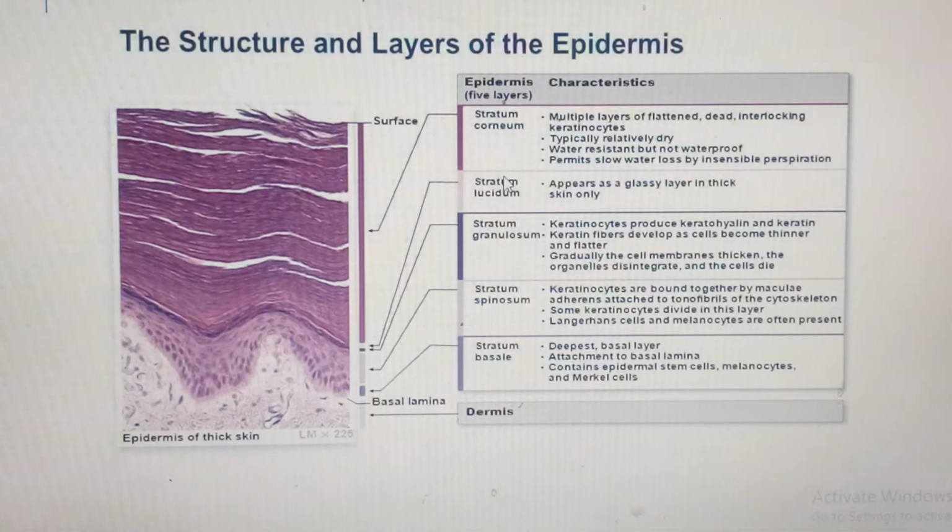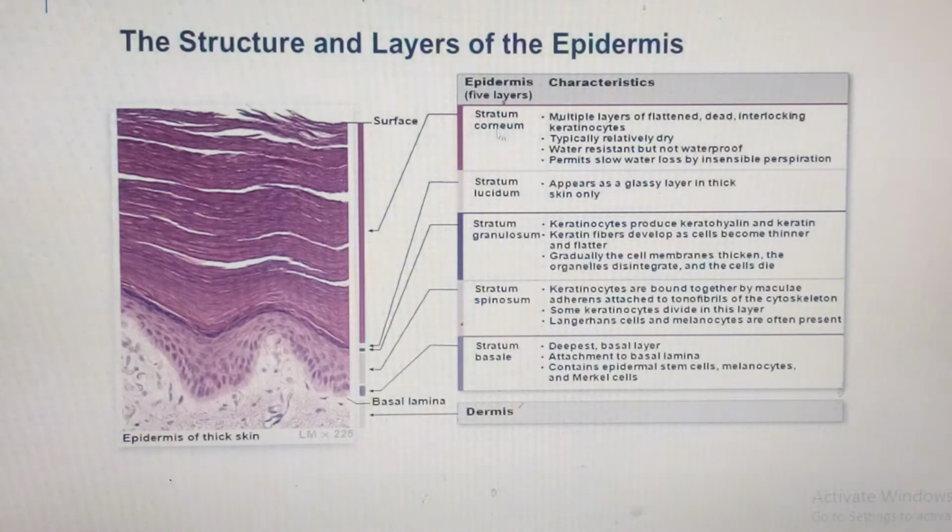We don't tend to see it in thin skin. Then beyond that, we go to the stratum corneum, which is actually the thickest layer, consisting of about 20 to 30 layers of dead cells. Those cells are flattened dead cells. They don't have any nuclei. They are dead cells, and it's very important in making the epidermis water resistant. Water resistant, but not waterproof.